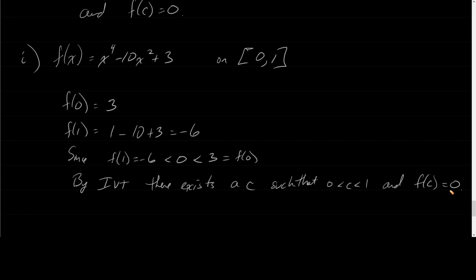Well, how do we know that it exists? Well, again, in this interval from 0 to 1, I've got some positive values at the beginning, some negative value at the end, so we must have somewhere hit a 0, right? We cannot go from negative 6 all the way to positive 3 without hitting 0.